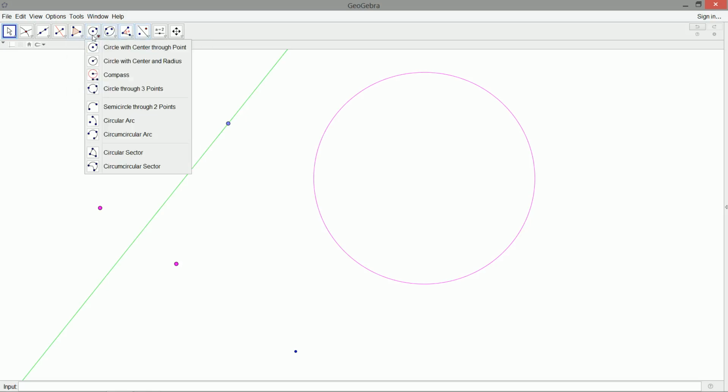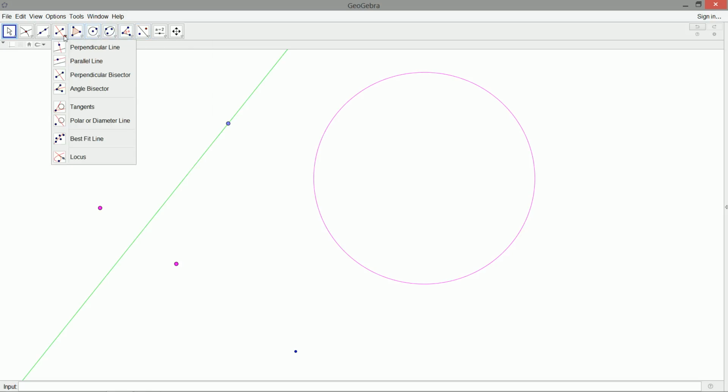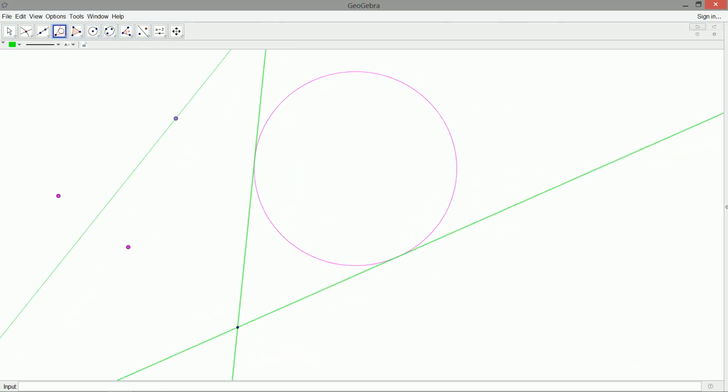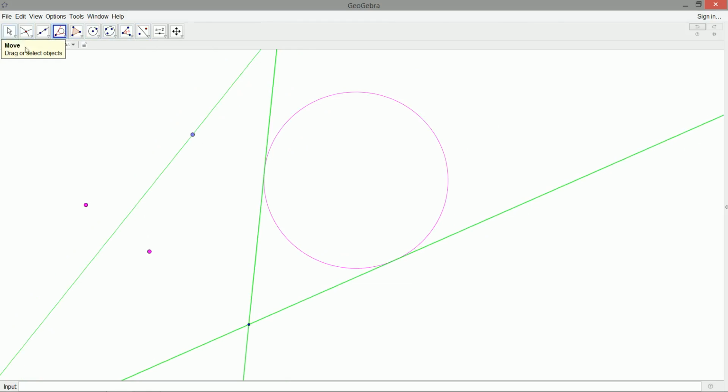Where is it? Tangents, there it is. Okay. So we're just using the GeoGebra tools to speed things along. I don't want to make these videos super long. Okay. So there we go. We have our tangent points here. And it's these points of tangency that are going to give the points of tangency to the circle for our solutions.